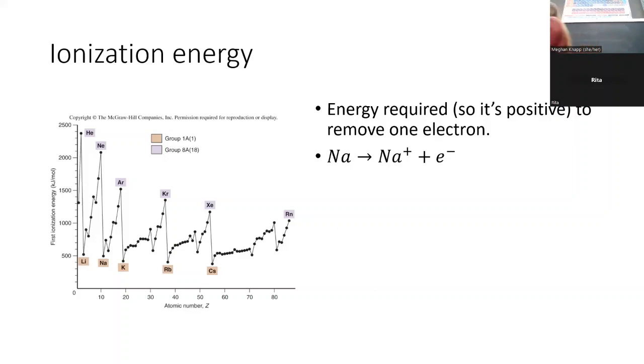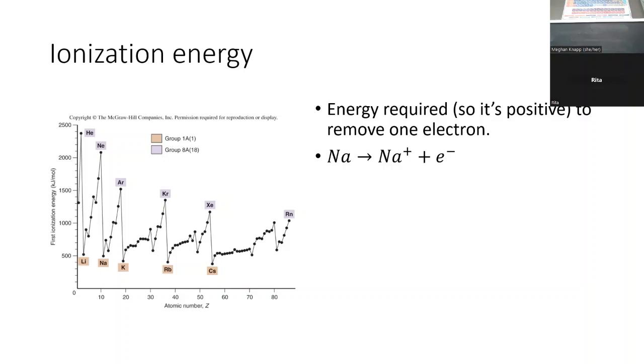We did talk about this last fall. I know Dr. Hamilton talked about it in his class. Ionization energy is the energy that it takes to remove an electron from a neutral atom. So in this equation here, we have sodium going to sodium plus and 1 electron. And so we can talk about the first ionization energy, which makes a +1 ion, and then we could have a second ionization energy and a third ionization energy, however many it takes to make all of the positive charges.